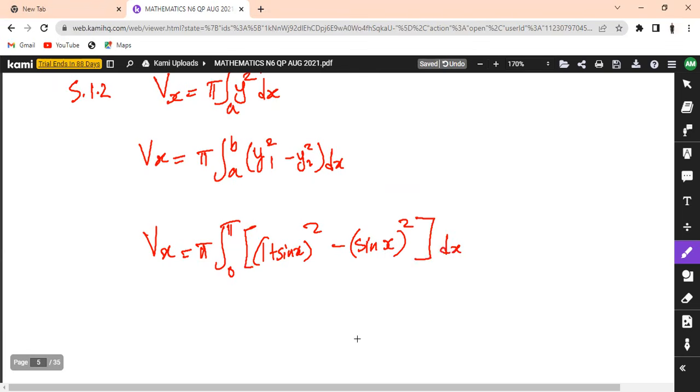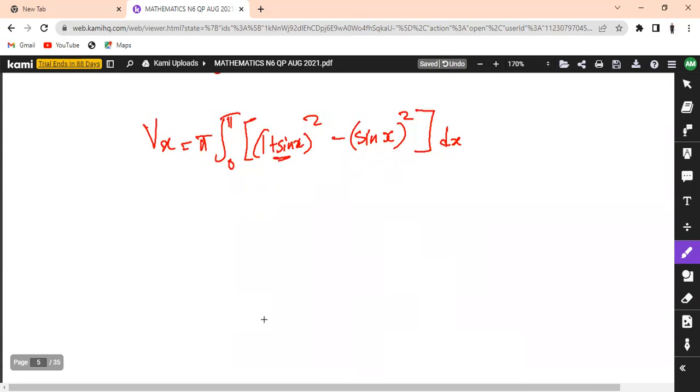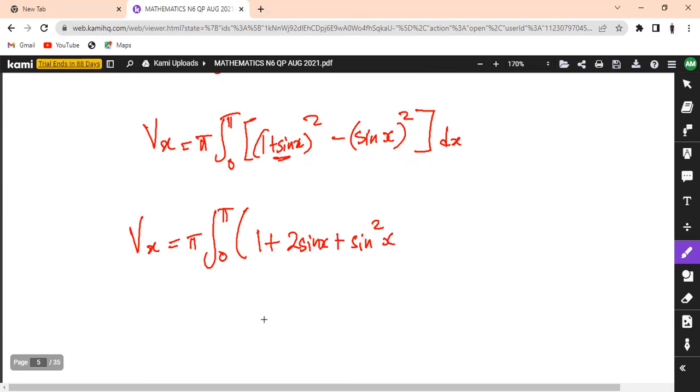Okay, with respect to x. So we know, guys, from our identities that if we are to expand this bracket, we are going to be left with Vx, which is equivalent to pi, the integral from 0 to pi. Cross-checking, it is going to be 1 squared, which is 1, plus 1 times sine, which is 2 sine x, plus sine squared x. Minus, in this case, sine squared x, just like that, okay?